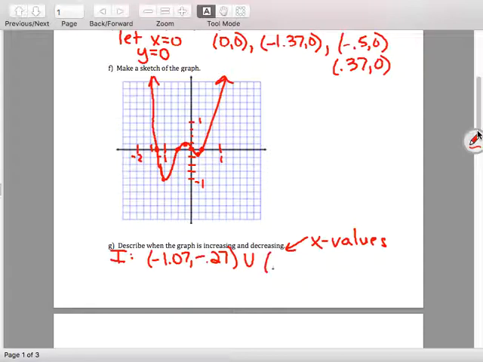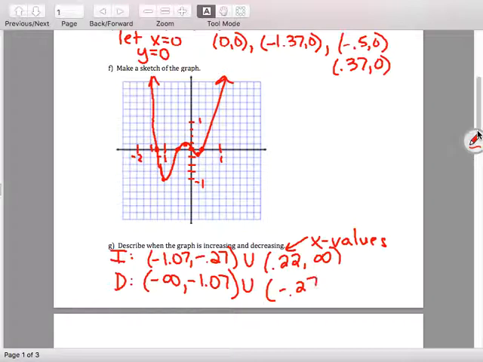So it's going to go 0.22, and then it goes to the right forever. Not that it's going up. It's true, we need it to go up. Then where is it decreasing? It decreases from negative infinity to negative 1.07. So it decreases till it hits this one. And then it decreases between the hill and the valley. That's negative 0.27 to 0.22.